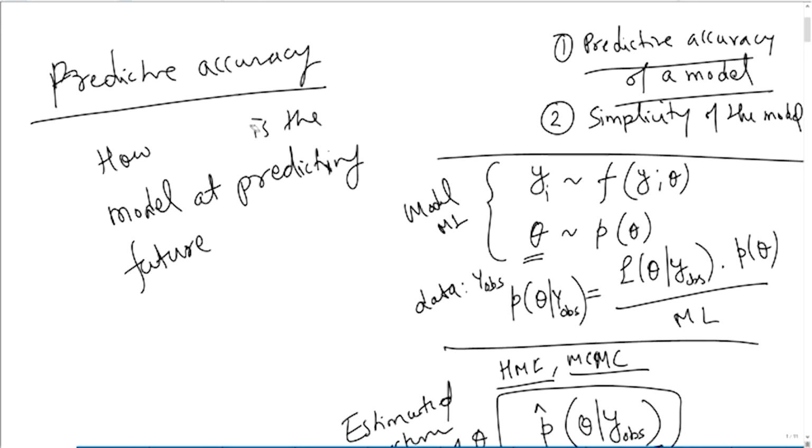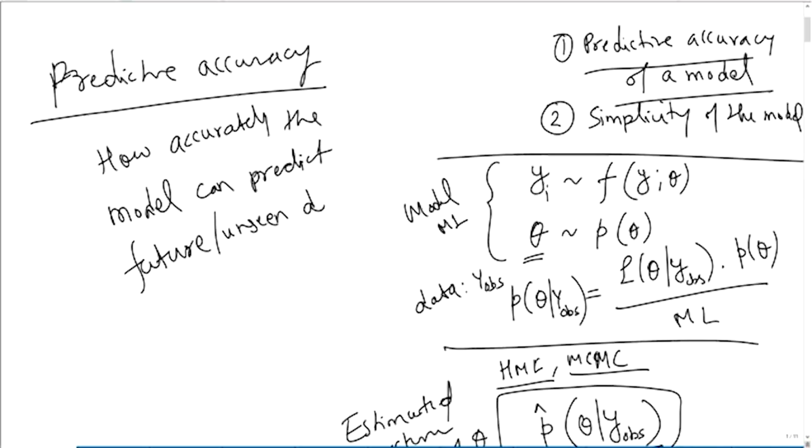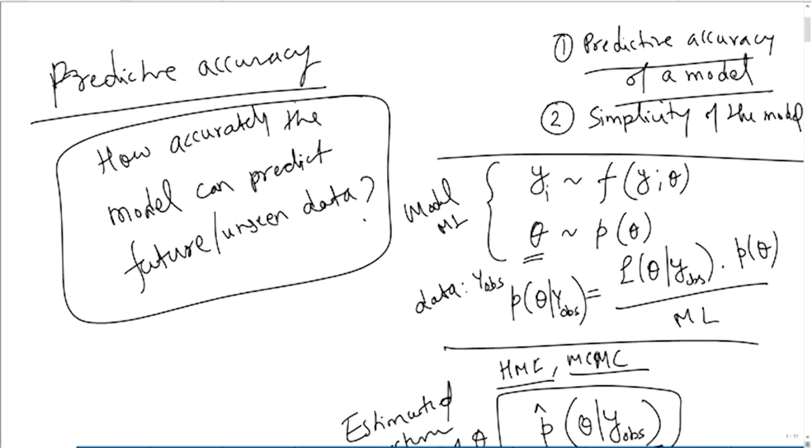Okay, or let's say more precisely, how accurately the model can predict future or unseen data. So, our goal is to come up with measures or metrics that can give us how accurately the model can predict future data. So, we need to measure this thing.